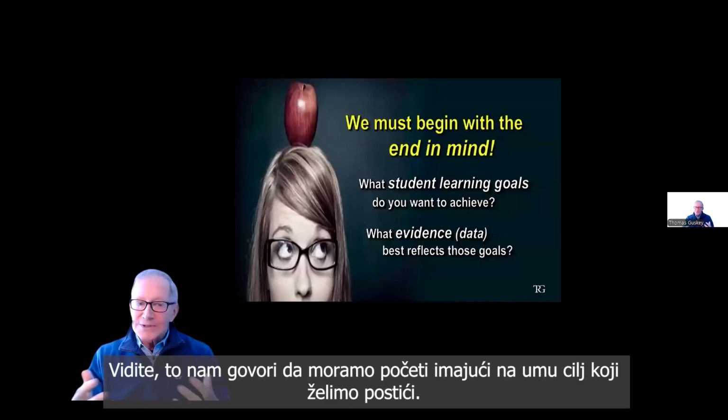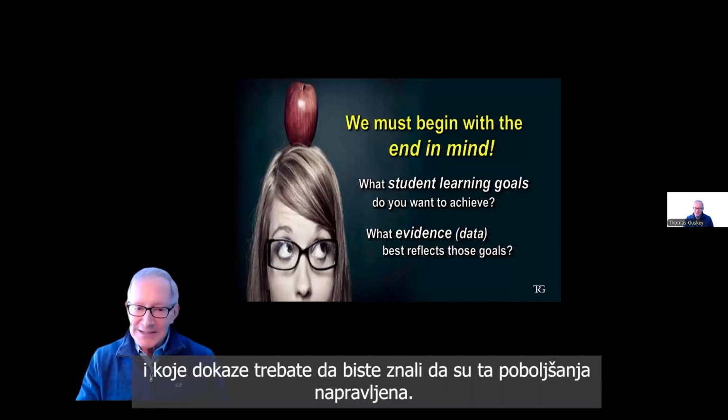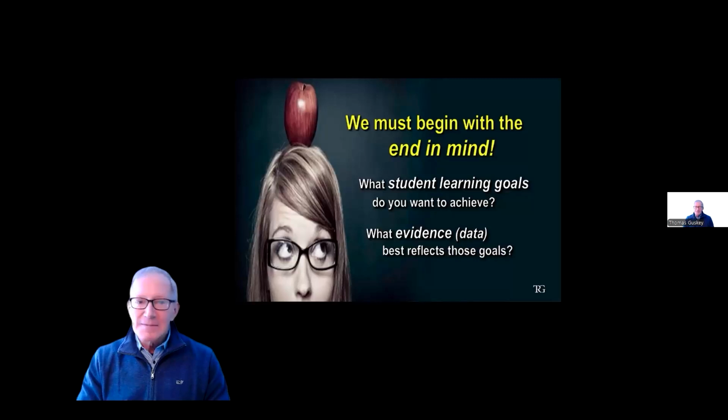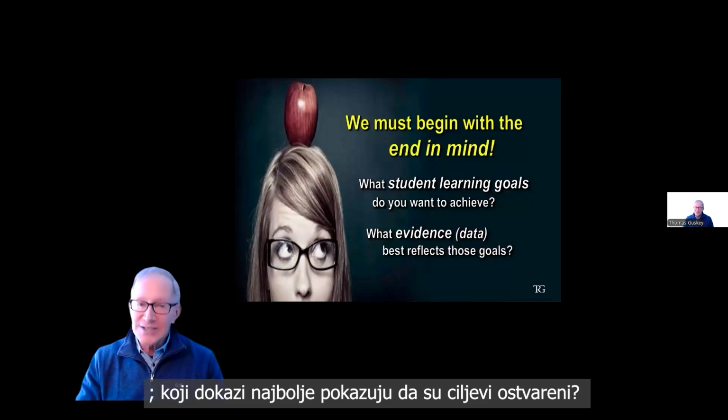You see, what this says is we must begin with the end in mind. You must begin by thinking about the student learning outcomes you want to achieve and what evidence you would expect to see to show those improvements have been made. Always begin with this end in mind. What student learning goals do you want to achieve? What evidence best reflects the achievement of those goals?